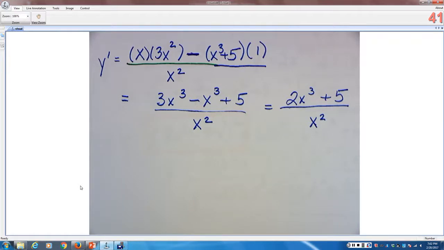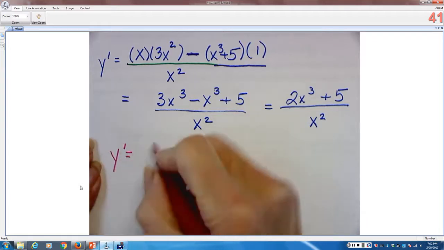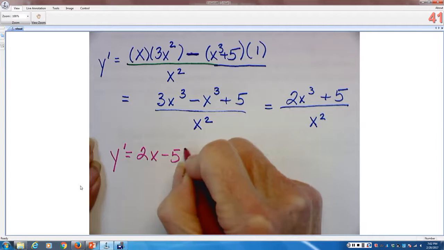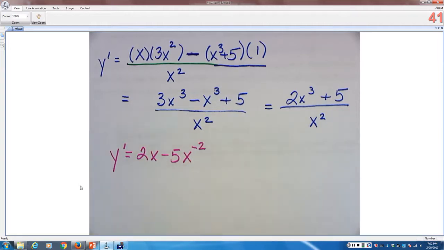And admittedly, this doesn't look much like what we got last time, because what we got by doing the power rule looked like this. But those two really are equivalent expressions. They are the same.